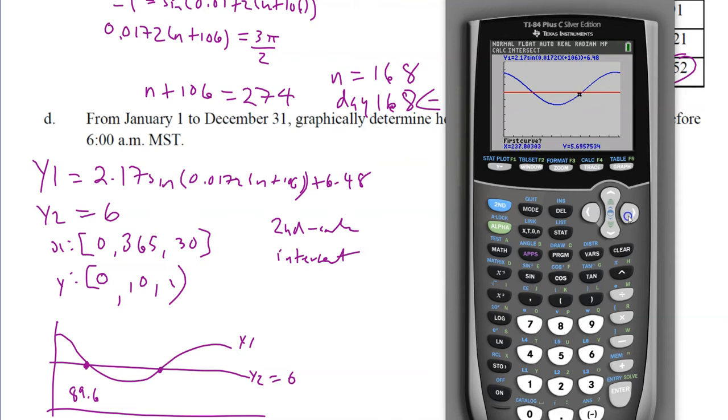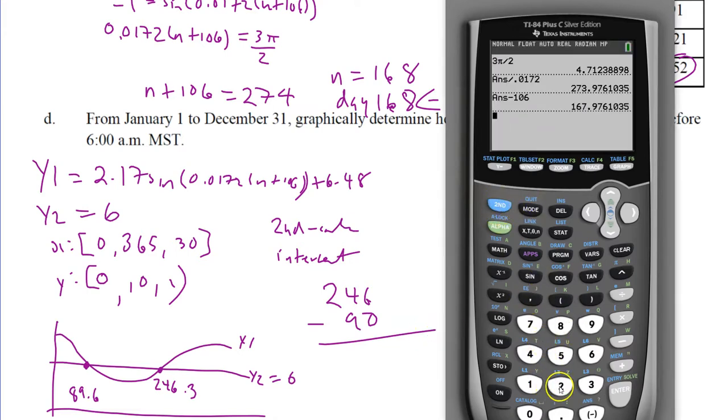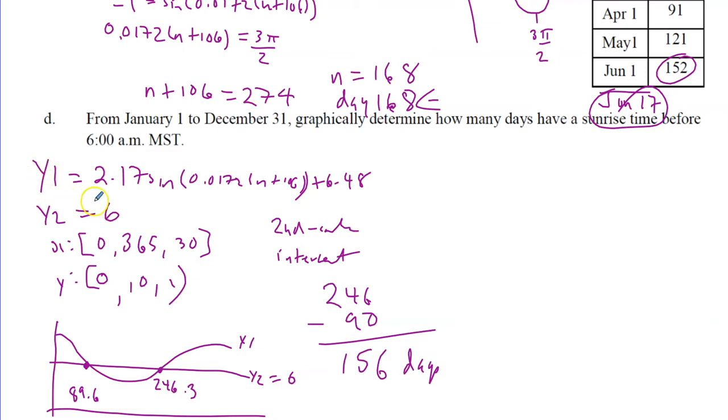It would have been faster. 1, 2, 3. 246.3. So I would say it's day 246 minus day 90. So how many days? 246 minus 90, I think it's 156. 156 days. So, graphical determination requires you to show what is your y1, what is your y2.